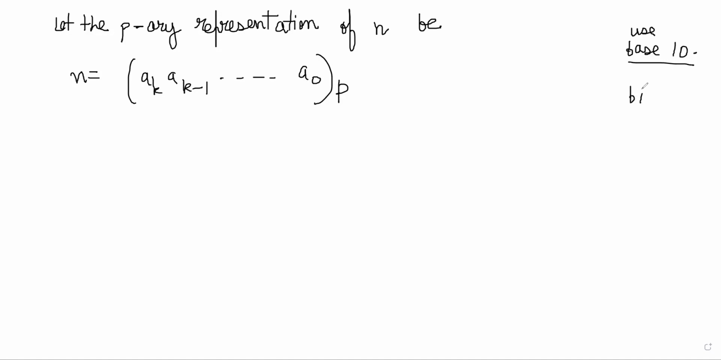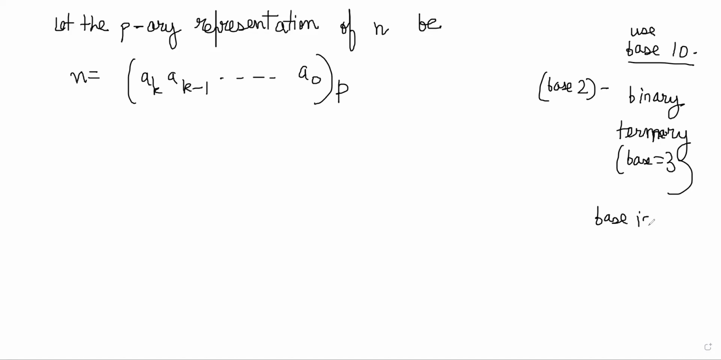However, you can write numbers in the form of binary or ternary numbers. Ternary, where the base is 3, and here the base is 2. So when I say p-ary representation, the base is p, and p is a prime number. So let's say the p-ary representation of n will be this. We are writing the same number n but with respect to base p, right?